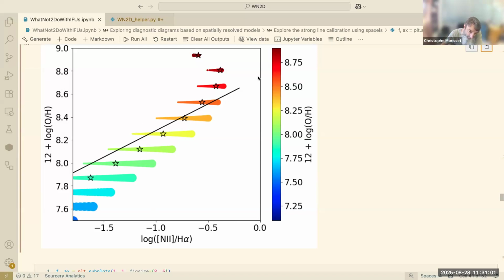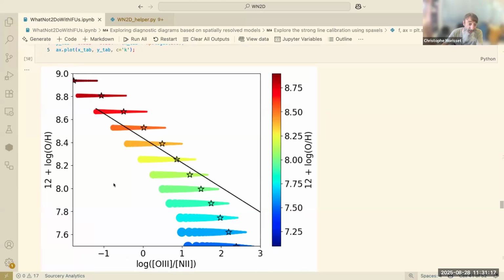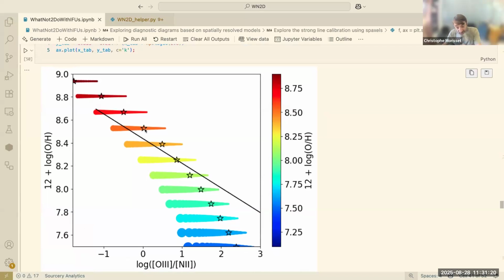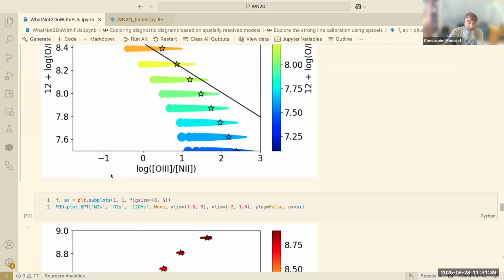Okay, this black line is obtained by a calibration of integrated objects that are including something related to the global ionization of the object. The same with O3 over N2 in the opposite direction, but it will give you the same apparent gradient. It's decreasing here, but from the center to the outer part, you go to the left. So that's the same idea. You will determine the same wrong abundance gradient from your spaxel-based observation.